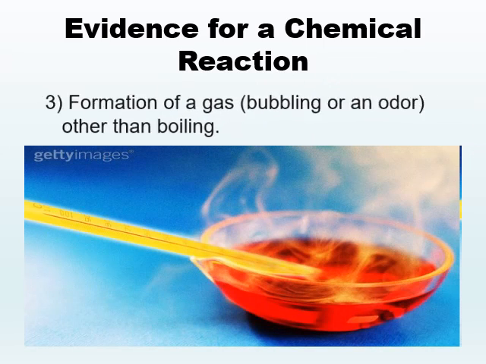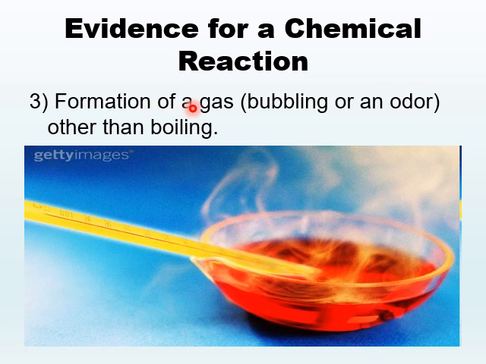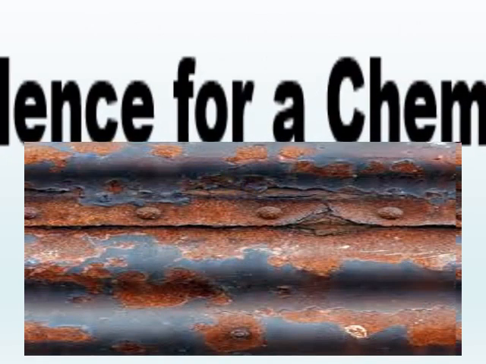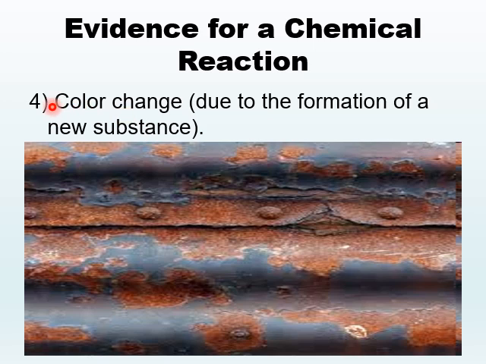Number 3. Formation of a gas. Sometimes gas is formed, bubbling or an odor other than boiling. This is also a sign that a chemical reaction is going on. Number 4. Color change. How does color change? Due to the formation of a new substance. This is also a sign that a chemical reaction is going on.